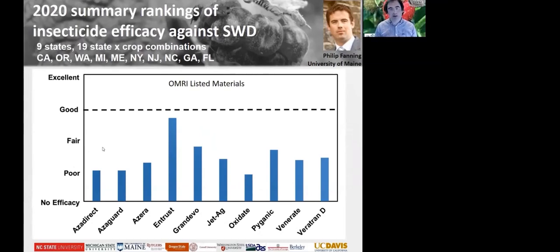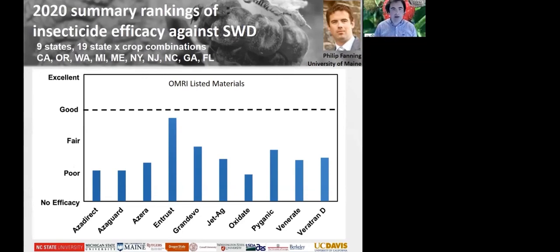Obviously, Entrust does have some label restrictions that are really important when it comes to spotted wing Drosophila control. There are seasonal limits. You're restricted to 5 to 6 applications per season, but there are also built-in requirements to rotate with other insecticides for resistance management. And obviously insecticide resistance with Entrust is something we're always very concerned about.